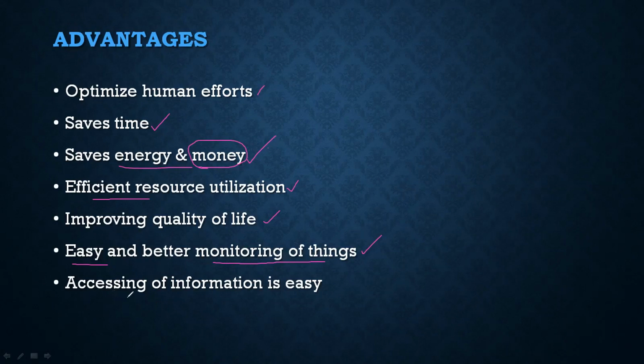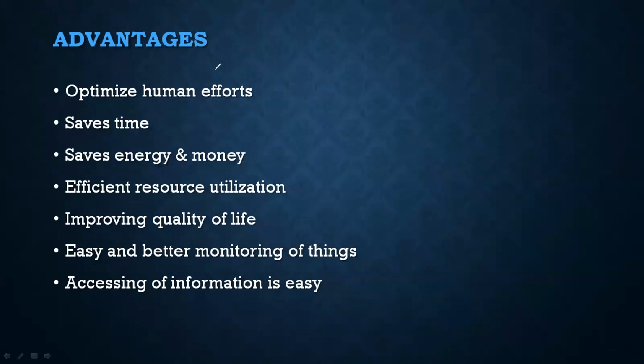And the next thing is accessing of information is easy. So you can access the information from anywhere, anytime, on any device. Nowadays all are having a smartphone. So with only one smartphone you can access entire information regarding you. So these are all the advantages of the IoT system.